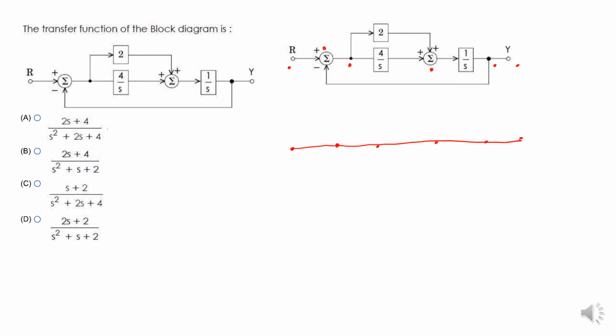First put R, and second this is a summing point. Between them, is there any gain? No, put 1. And between this, is there any gain? There is no gain, put 1. Between this takeoff point and the summing point we have the gain 4 divided by S. And between the summing point and this takeoff point we have 1 by S. And between this there is no gain, so take 1. Then Y is the output.